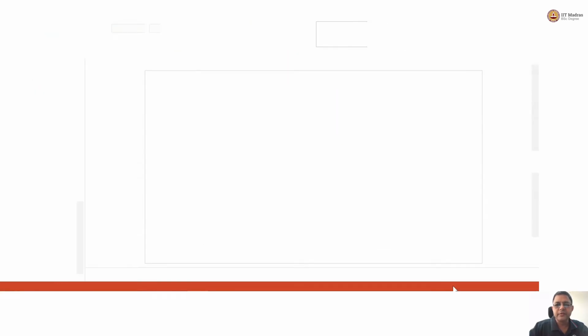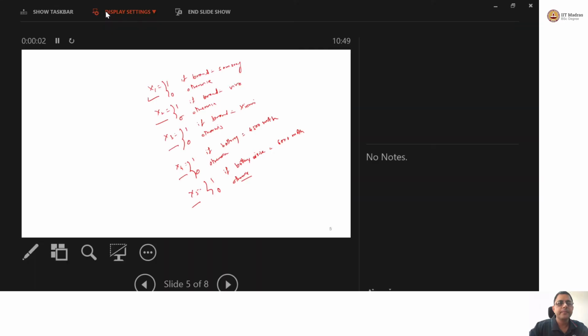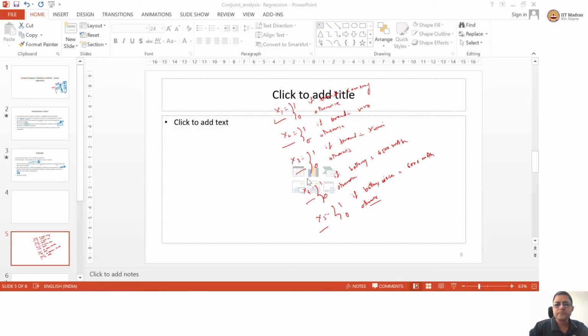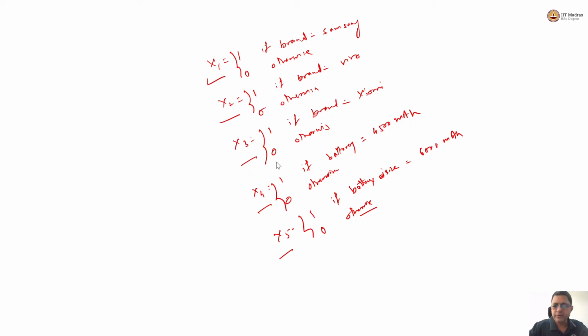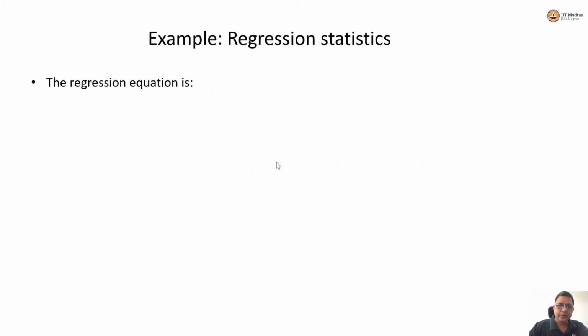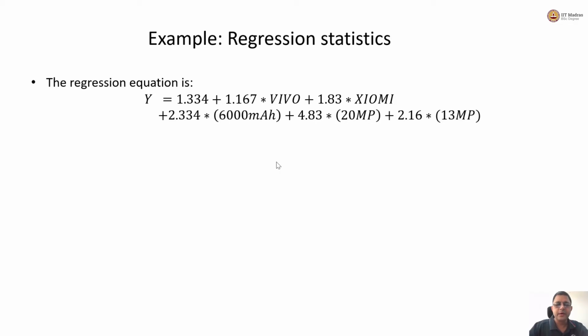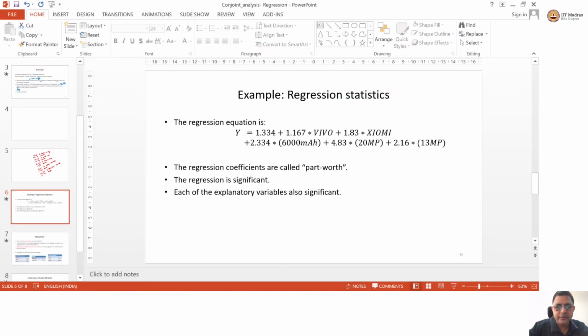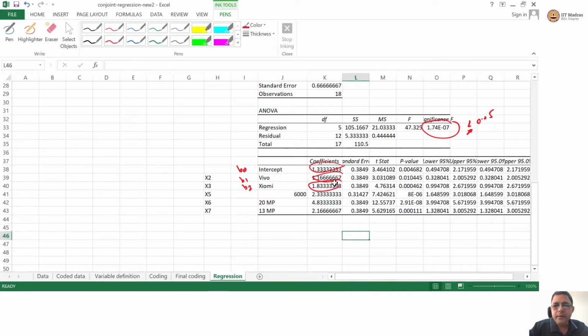Let us summarize what we have just said from the regression output. What can we say about the regression output? So the regression equation is 1.334, which was the intercept value, plus 1.677 into VIVO, plus 1.83 into Xiaomi, plus 2.334 into 6000 mAh battery, plus 4.83 into 20 MP camera, plus 2.16 into 13 MP camera. Just to make sure, let us quickly go here, right? Probably difficulty in seeing this, so let us delete this.